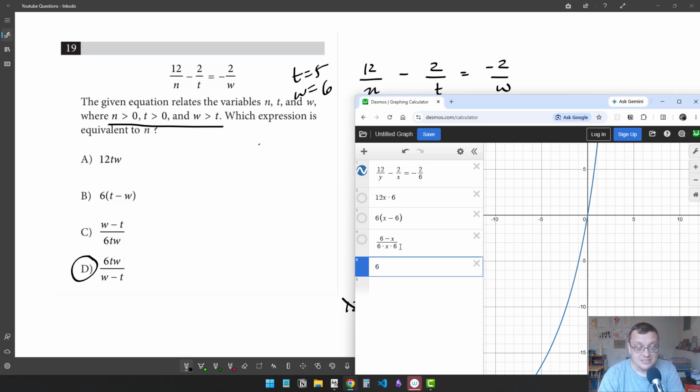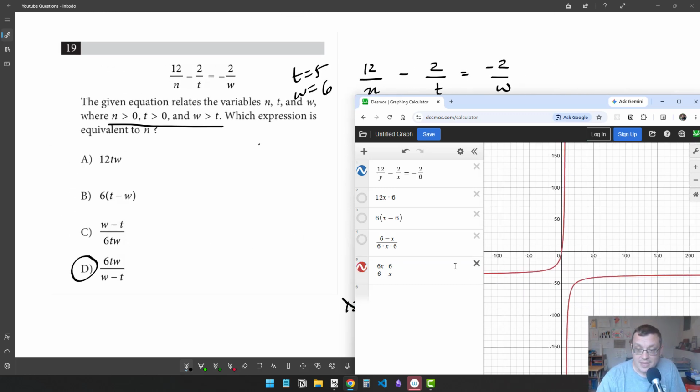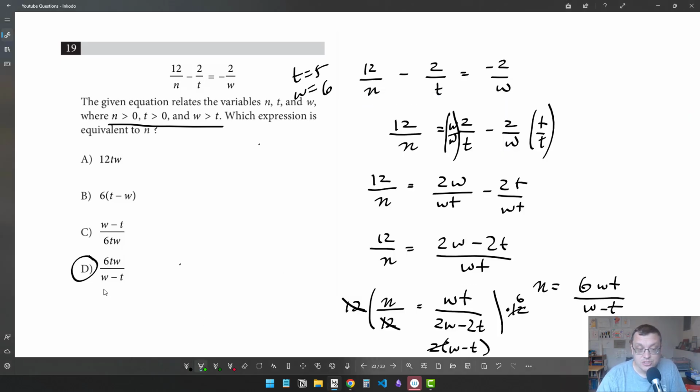So for D, we did t as x times w, which is 6, divide all that by w, which is 6 minus x. Aha. So it clicks into place. If I zoom out and toggle this red curve, we see it perfectly overlaps the blue. Perfect. So again, we know the answer is choice D.